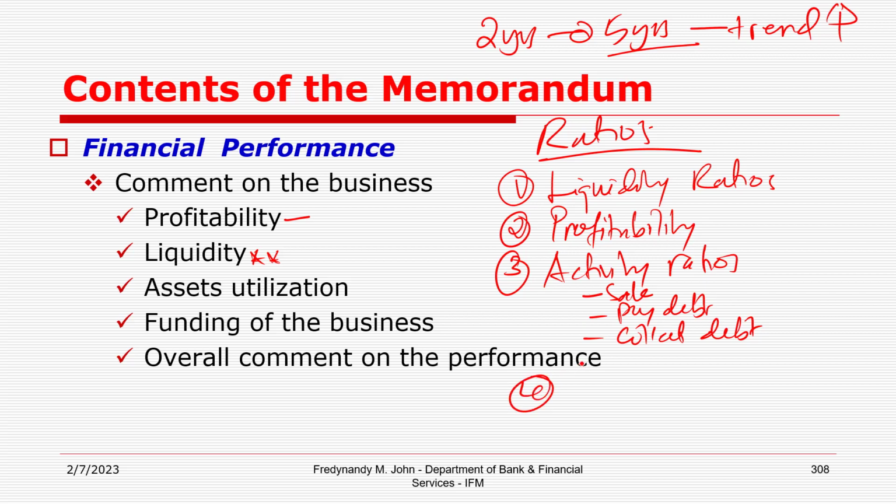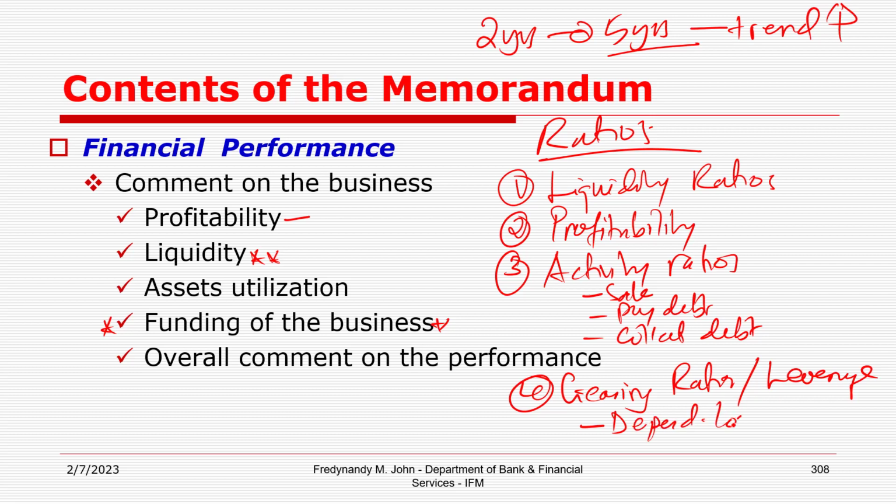Then the last ratio that we need to know is gearing ratio. Gearing ratio, also called leverage ratio. Leverage ratio will assist you to comment on funding of the business. Like, is this business over-dependent on loans or credits? Because if the business has too many loans, if you add another loan, that will be more load added. So the business can overstretch. The business cannot afford to have another huge load imposed over it.